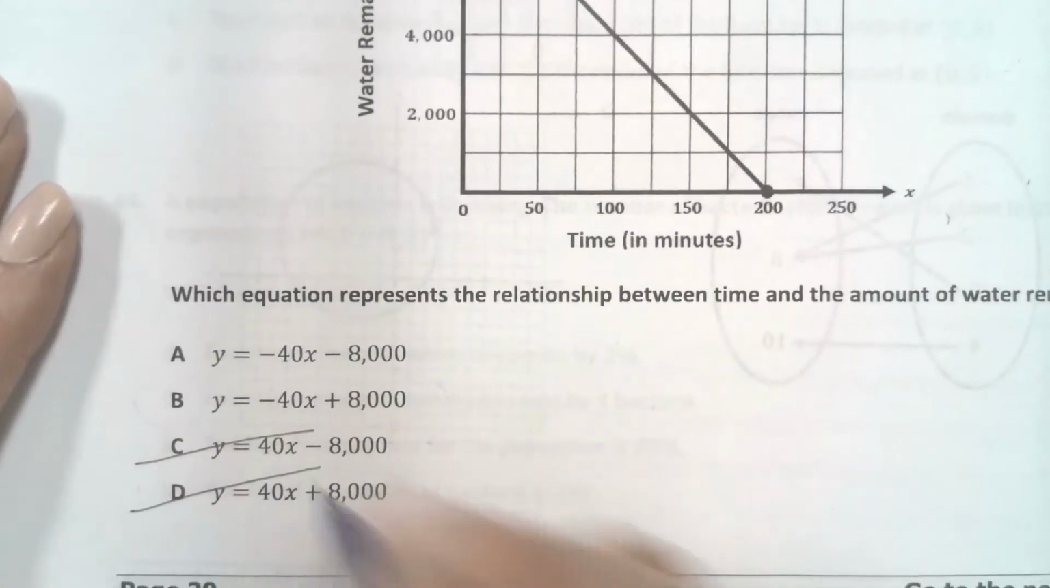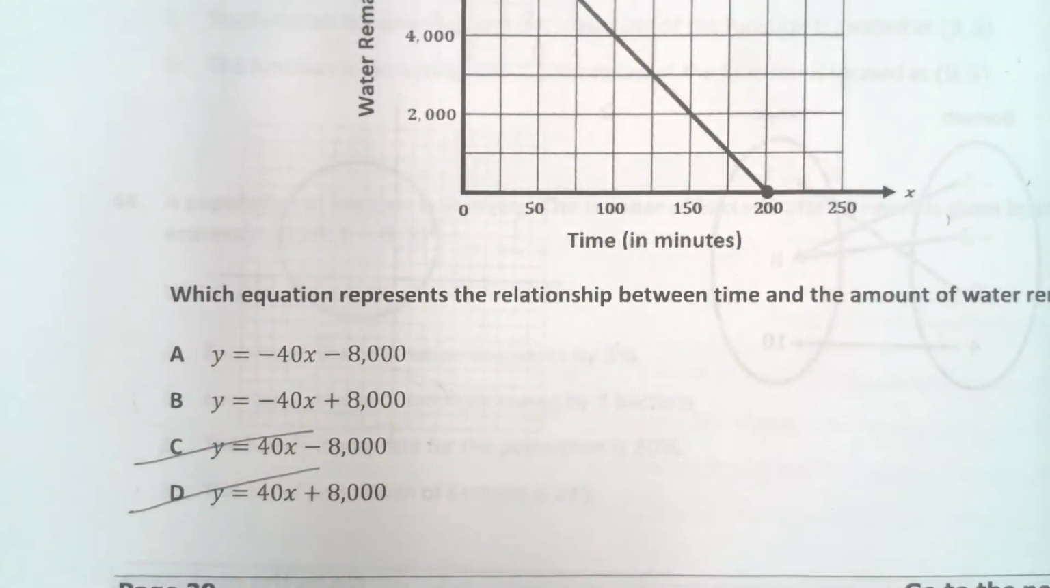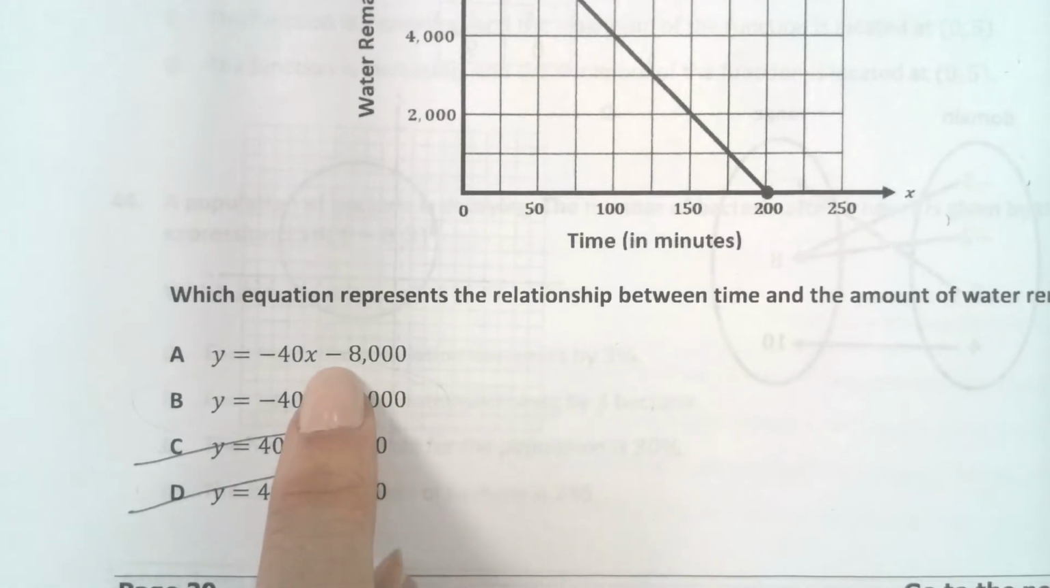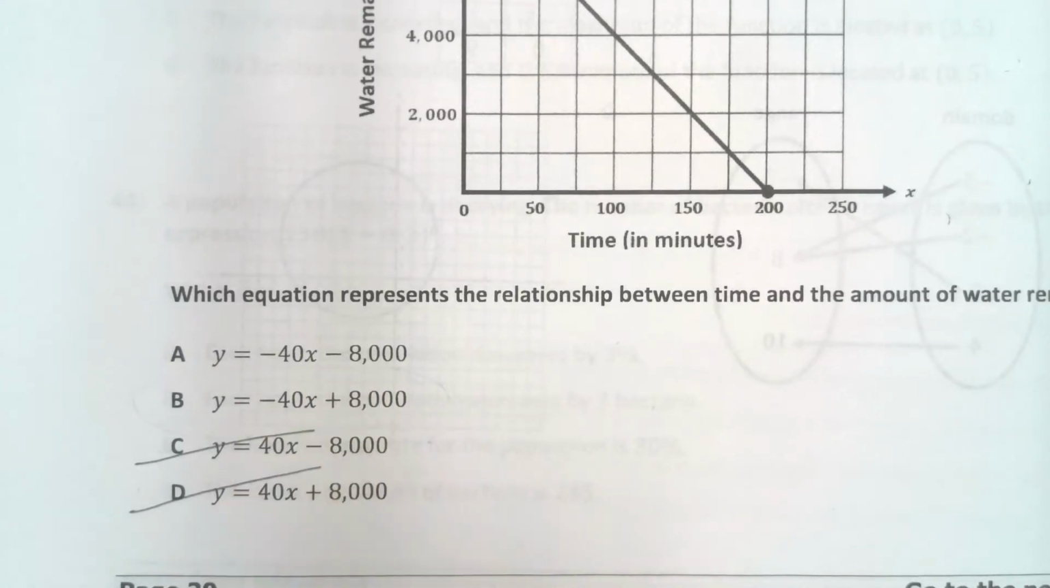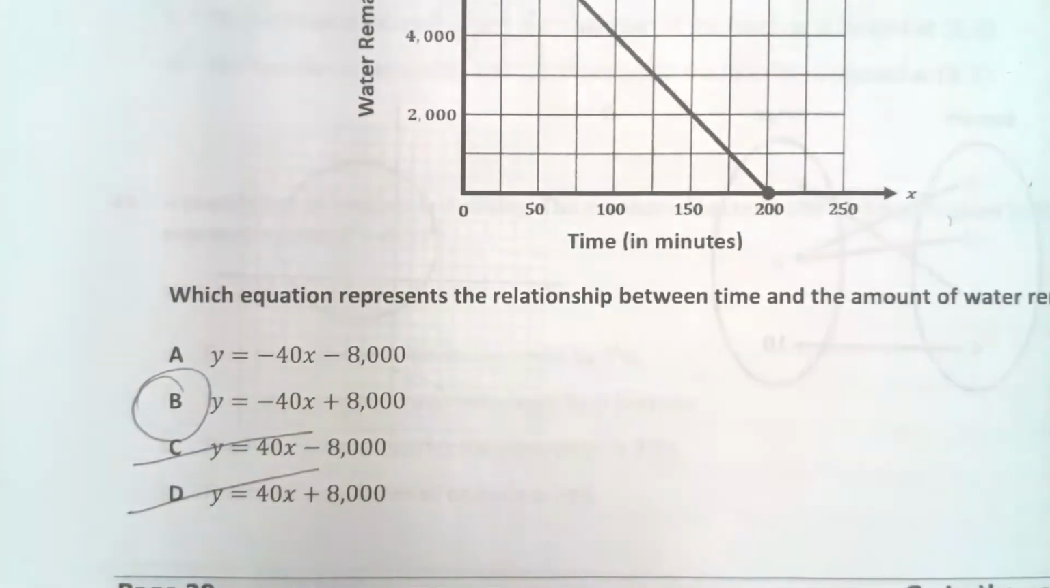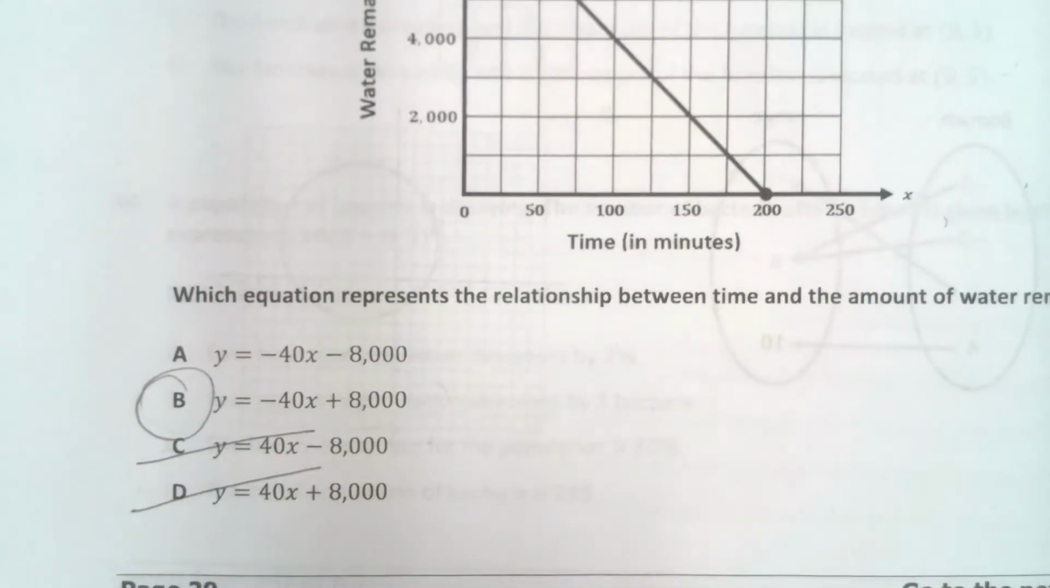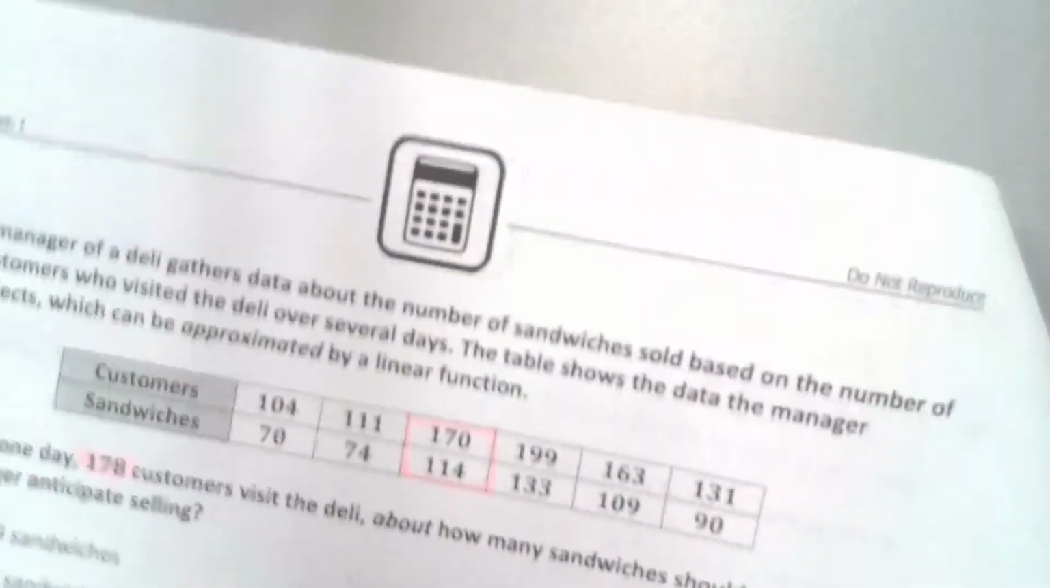Okay, so C and D are out. And then, does it cross the y-axis at negative 8,000 or positive 8,000? Positive. B. That's it. 31 people got this one right.